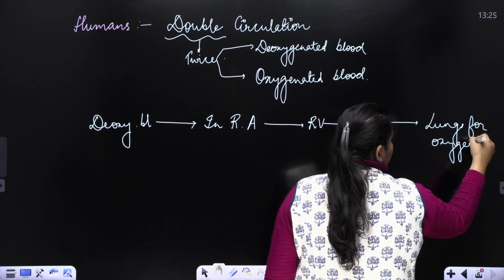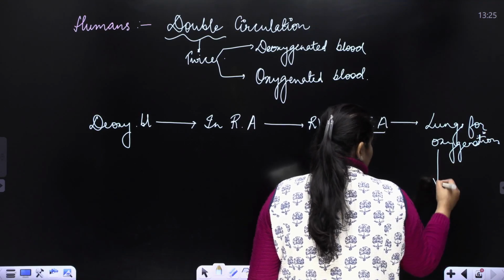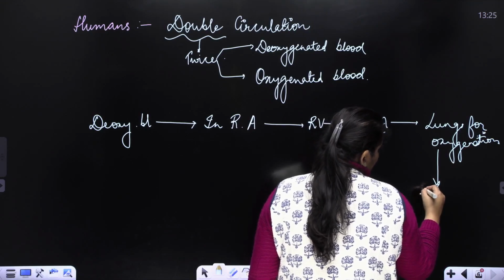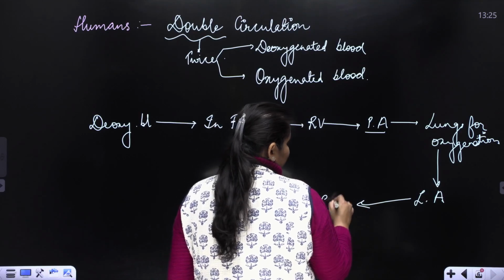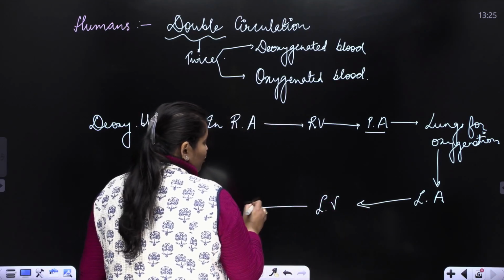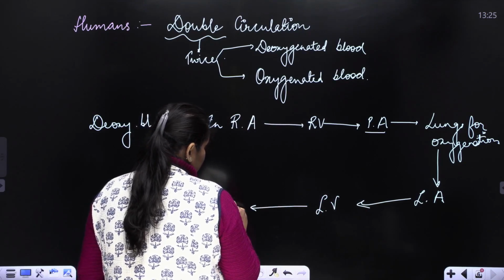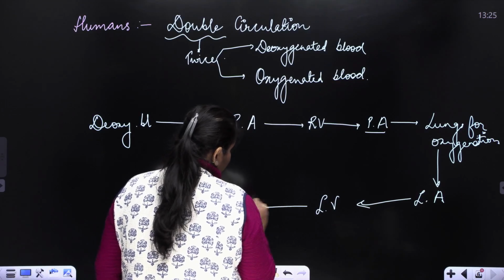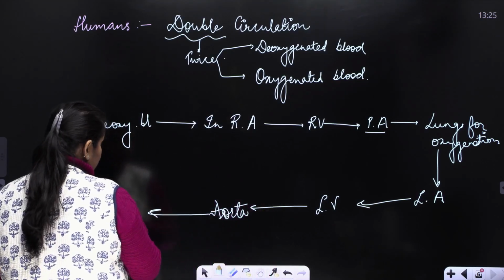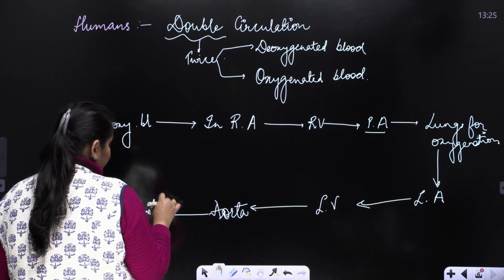Once the blood is oxygenated, it is sent into the left auricle, then the left ventricle. From the left ventricle, it is pushed through the aorta for distribution. So it is distributed.